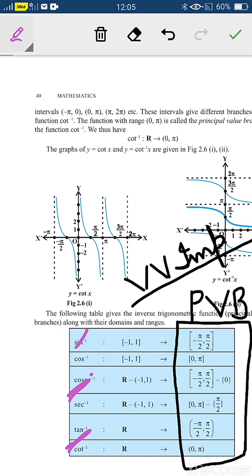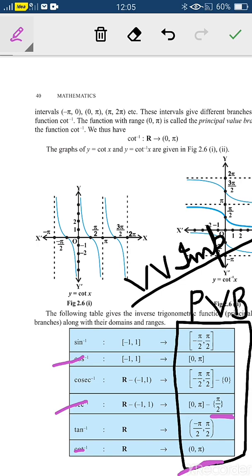their principal value branch is between minus pi by 2 to pi by 2, and the rest of the functions, cos inverse, secant inverse and cot inverse, these three functions, their principal value branch lie between 0 to pi. There is some exception in secant inverse except pi by 2, right? In cot inverse it is the open interval 0 to pi.